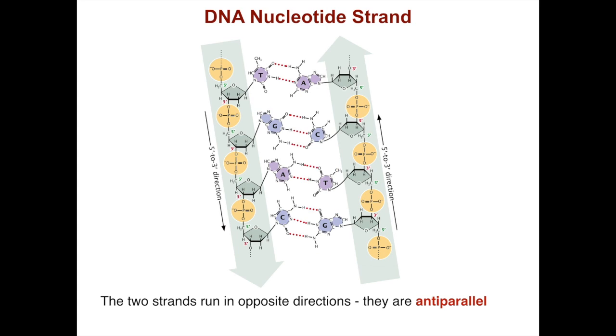The two strands run in opposite directions, so they are antiparallel. One runs in the 5' to 3' direction, and the other in the opposite orientation, right? But these strands are complementary to each other. You always have T on one side and A on the other, for example, or G and C.